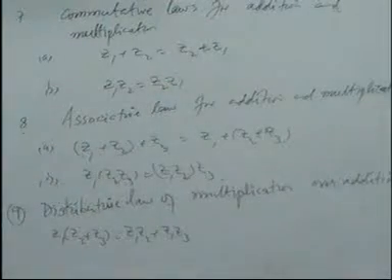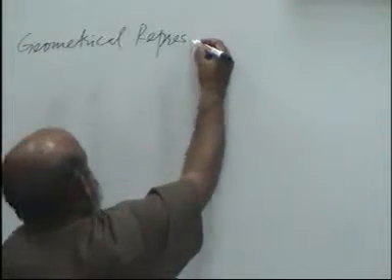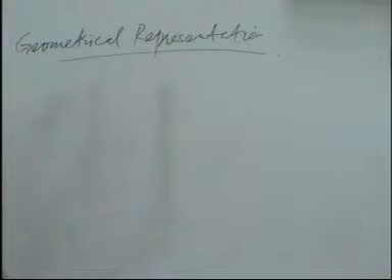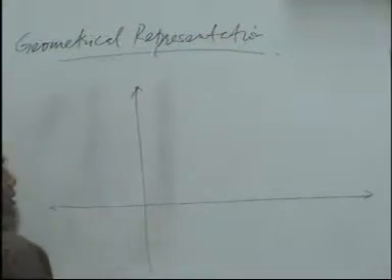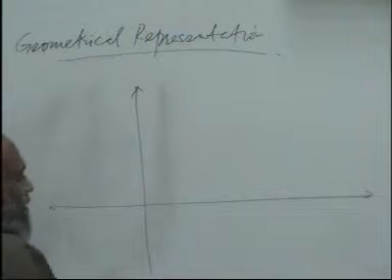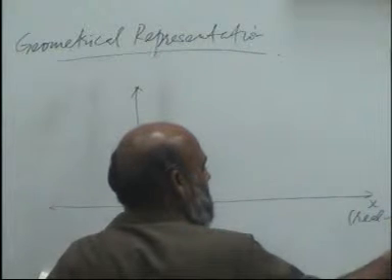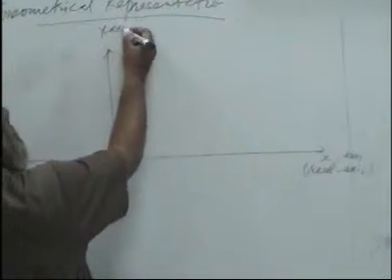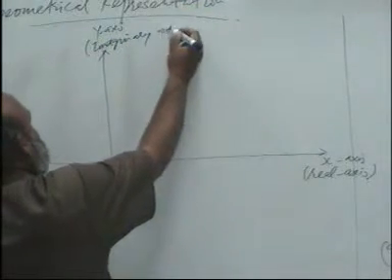Now we come to the geometrical representation of complex number. As said earlier, that it needs a plane to be represented. This is x-axis, also called real axis. This is y-axis, also called imaginary axis.